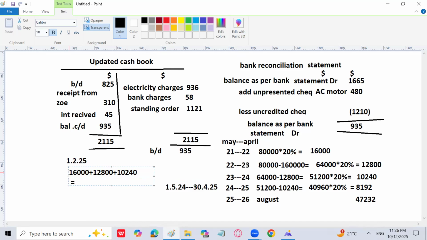So let me calculate the total of this: 16,000 plus 12,800 plus 10,240. The total is 39,040. Now the cost of the asset is 80,000 minus the total depreciation to the date of sale, that is 39,040. So the value is 40,960, which is already given to us. 40,960 is the book value. It was already given, but I have still calculated it.